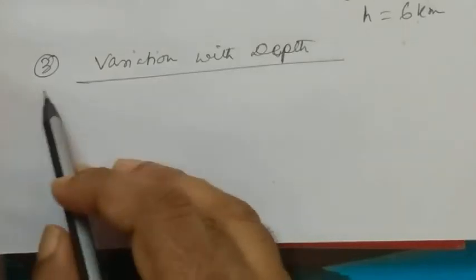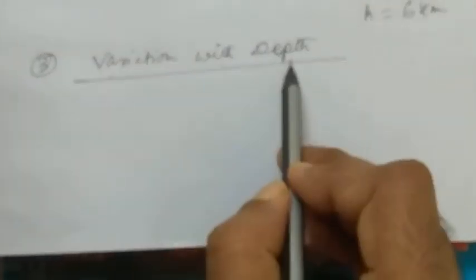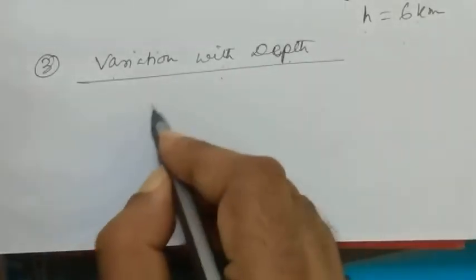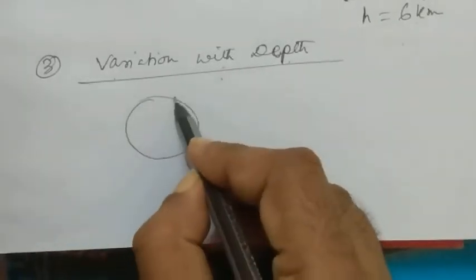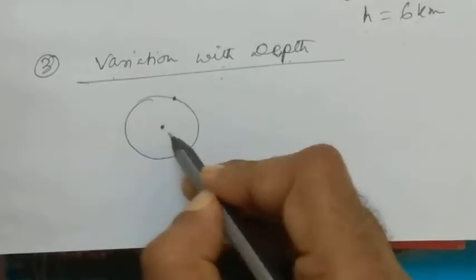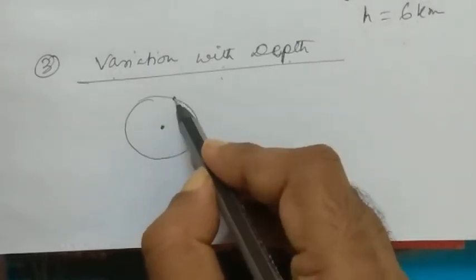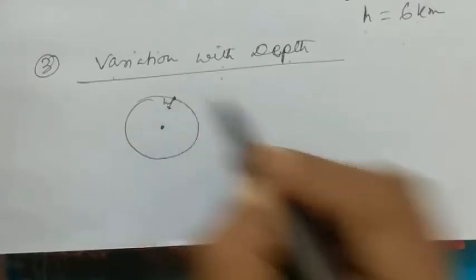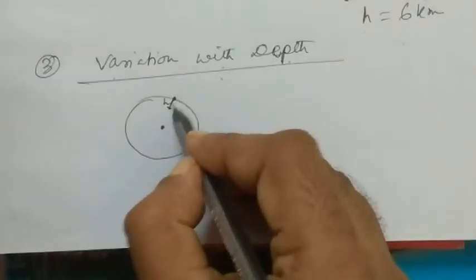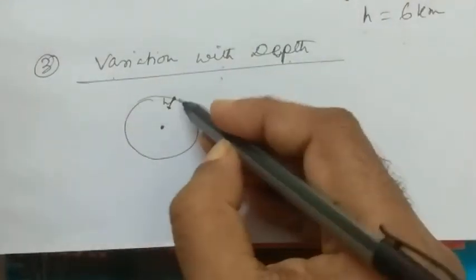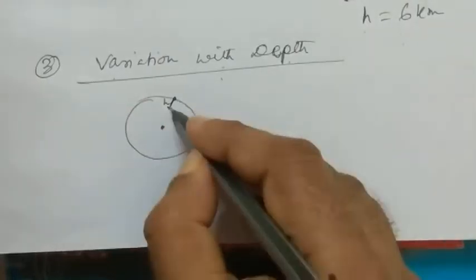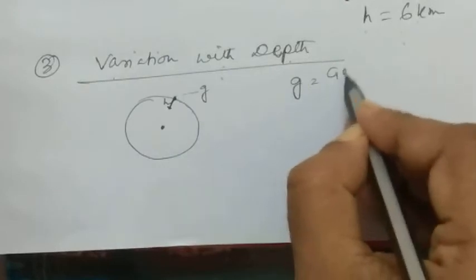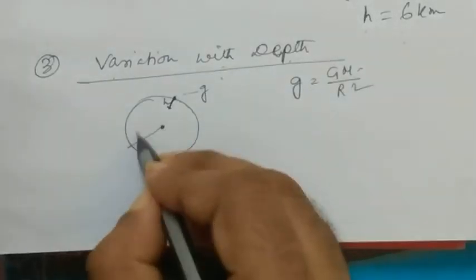Now the third is the variation with depth, the variation of acceleration due to gravity with depth. Now this is a very tricky case. This is the earth, the particle was at the surface, and the center of the earth is here. Now suppose the particle has moved down and entered into the crust of the earth by a depth of h. So now the value of g at the surface, we all know, is GM by r square. The radius of the earth is r.